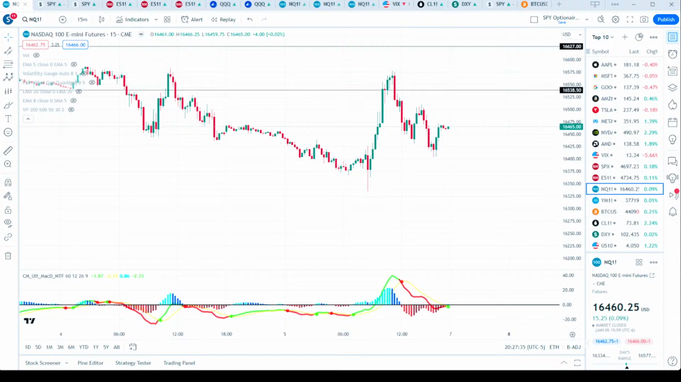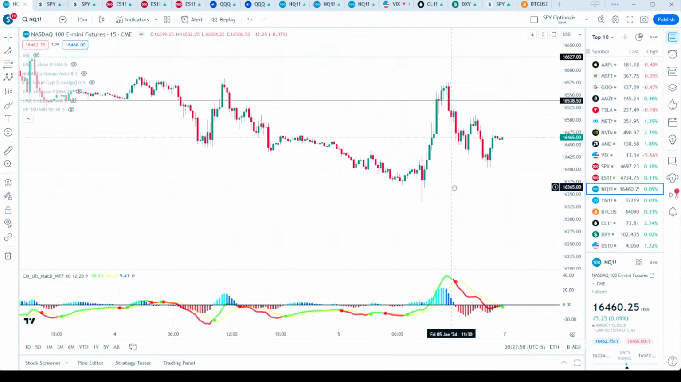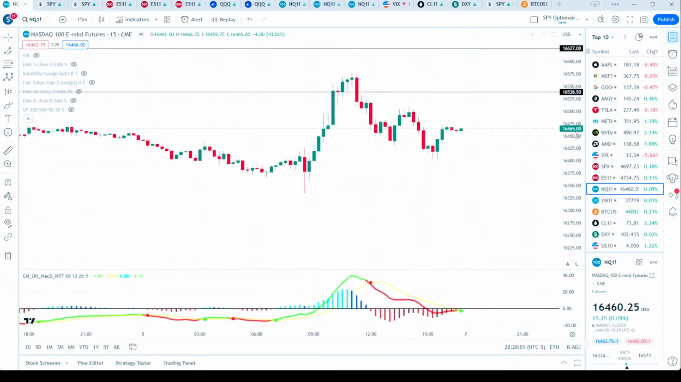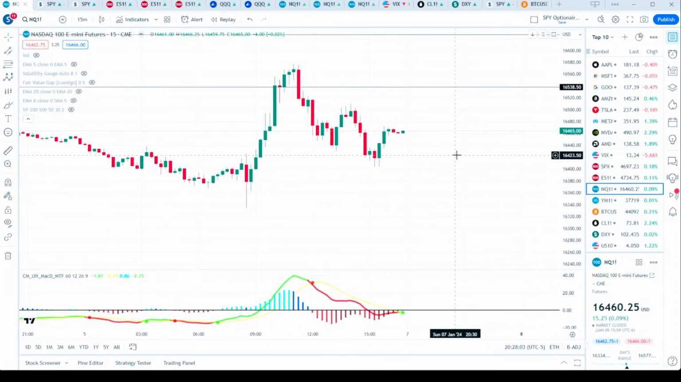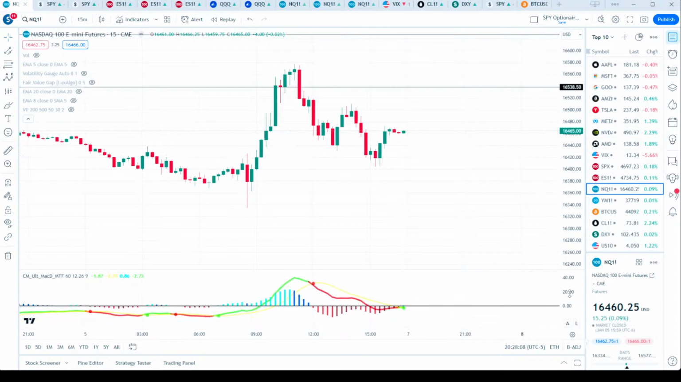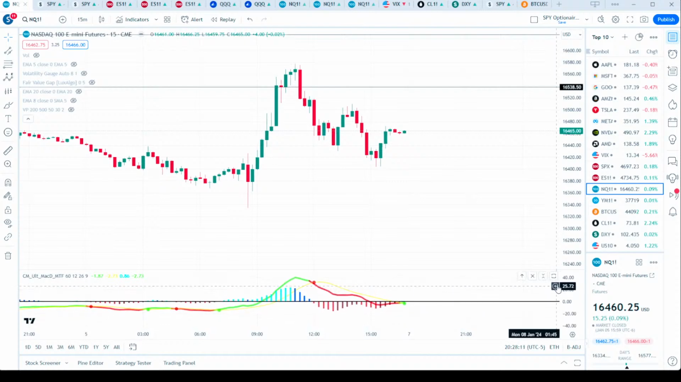So the MACD is a moving average convergence and divergence. It is a trend following momentum indicator that shows the relationship between two exponential moving averages of a security's price. The MACD line is calculated by subtracting the 26-period EMA from the 12-period EMA. Personally, I do not use the MACD. Long ago, I used it, but I have other things that I think are better and far more reactive.